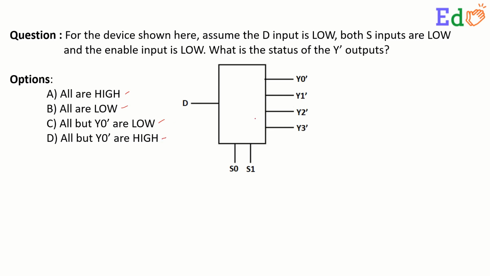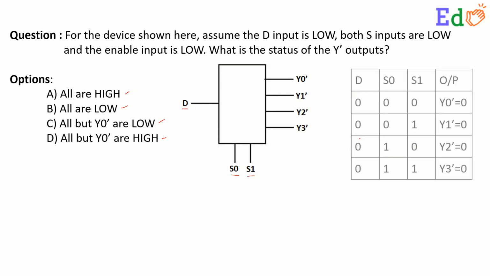The figure of the circuit is shown here. It is basically a demultiplexer figure. So now we have an input D here, S0, S1 inputs are here. So basically there are a combination of three inputs. Enable is already low and D is also low. So we shall find the combination of the outputs for S0, S1 for all the D equal to zeros.